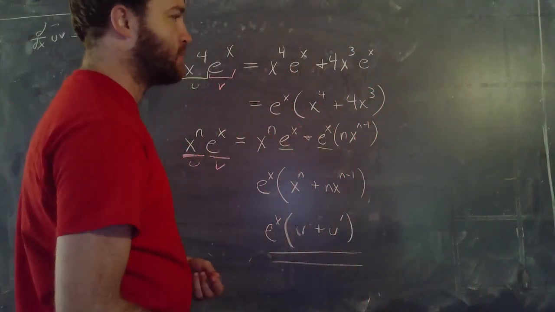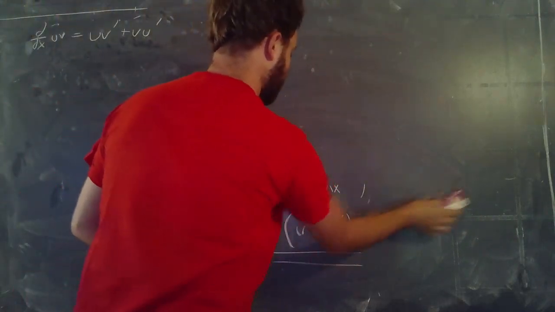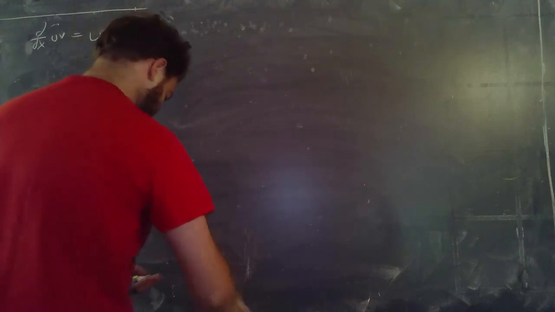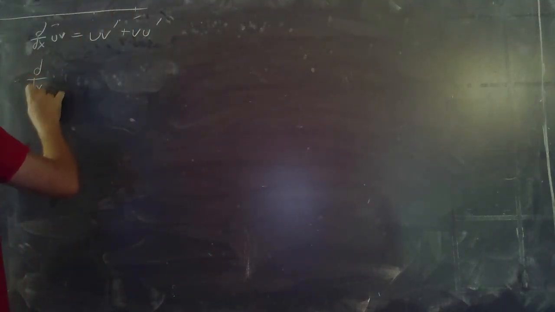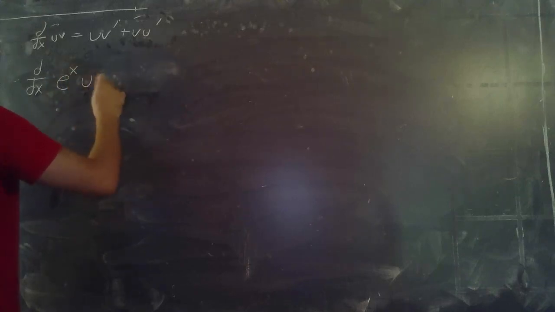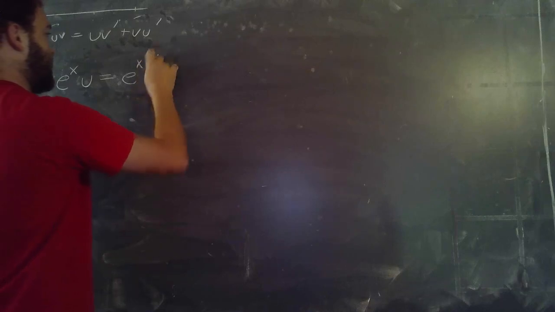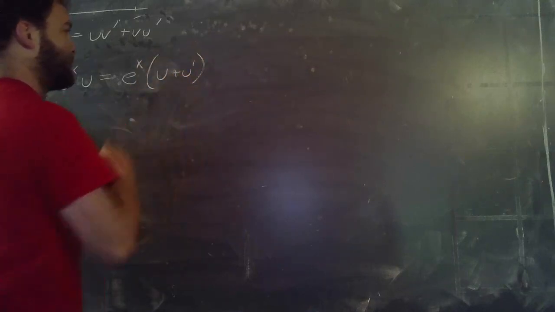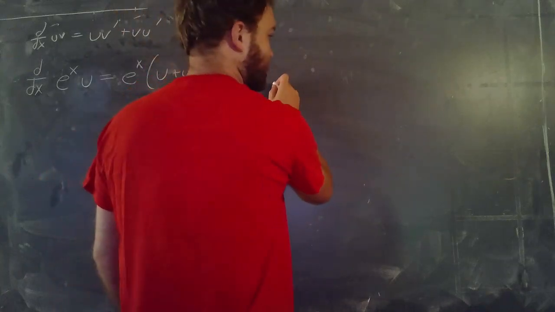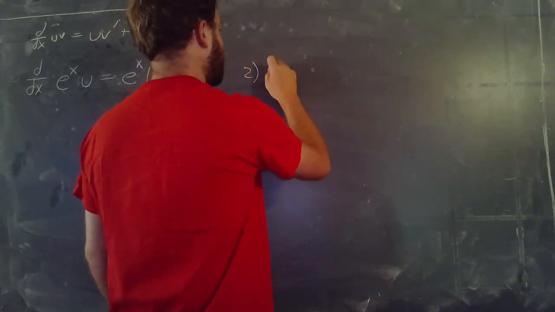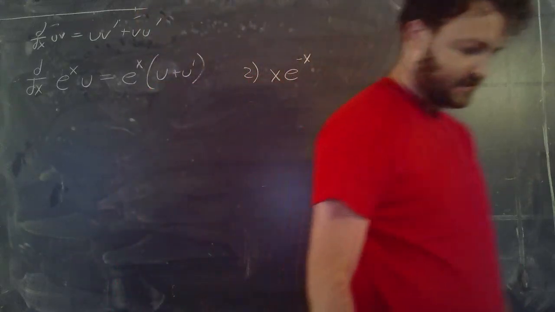Okay, so I'll clear the board and put the second example up, and we'll keep on moving. So the simplified version, e to the x times u, where u is some function of x, is e to the power x, u plus u prime, and that is it. Our second example that we're going to do is going to be x times e to the power minus x.